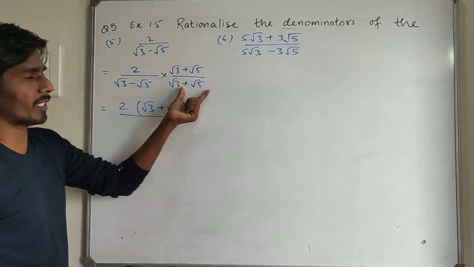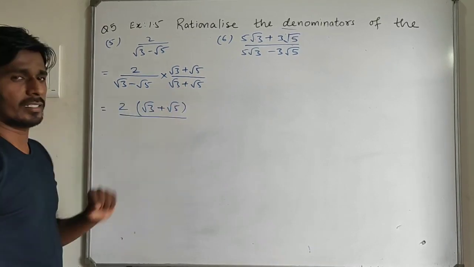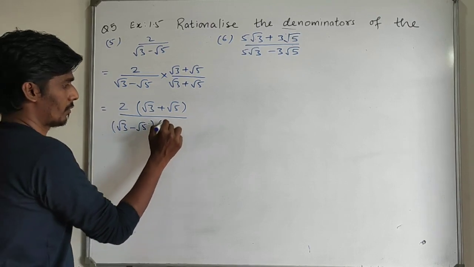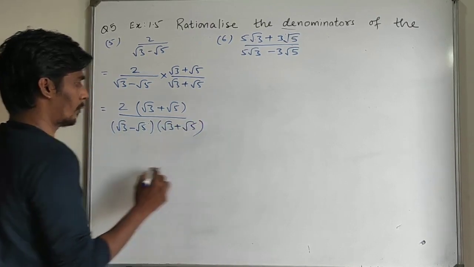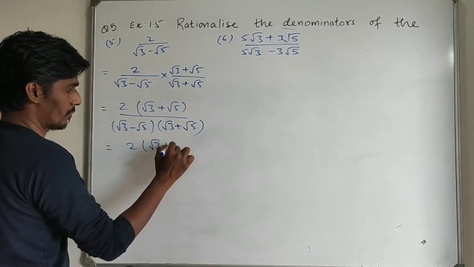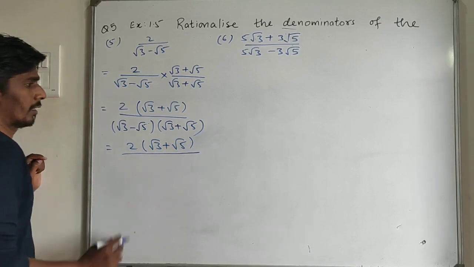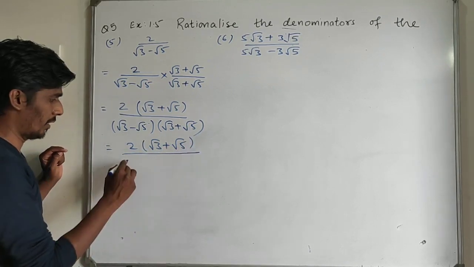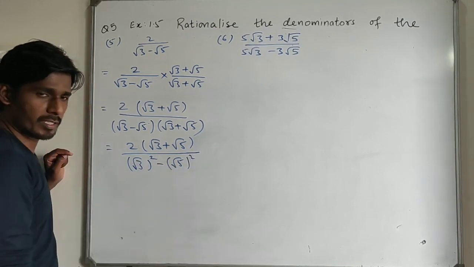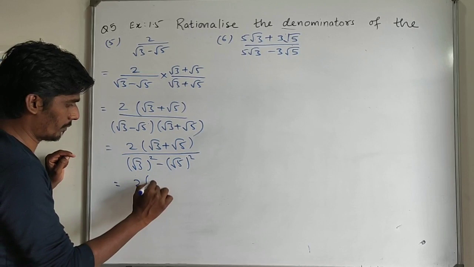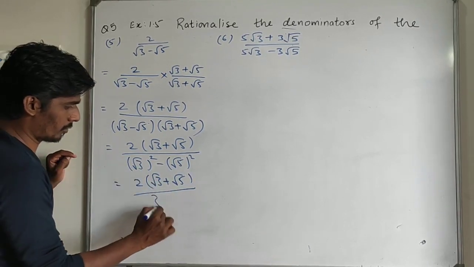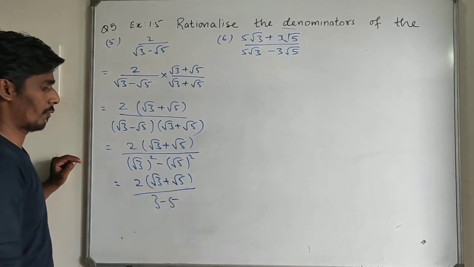Now this is a minus b, this is a plus b. So a square minus b square. Root 3 minus root 5, root 3 plus root 5. Keep numerator as it is. Now a minus b, a plus b, so a square minus b square. So 2 into root 3 plus root 5 upon 3 minus 5.